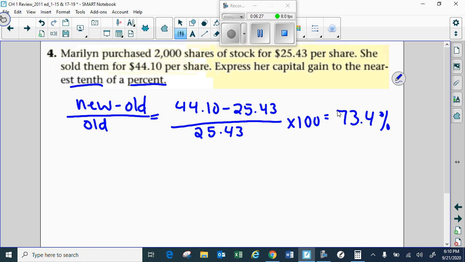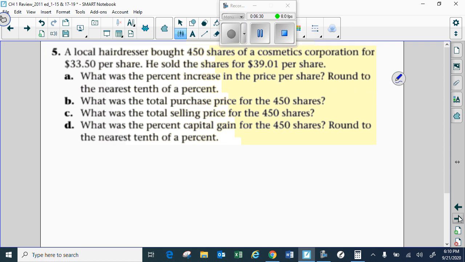Okay. A local hairdresser bought 450 shares of Cosmetics Corporation for $33.50 a share. He sold the shares for $39.01 per share. What was the percent increase in the price per share? Okay, that's just like we had just done before. New minus old over old, and then times 100, change it to a percent because we want the percent.